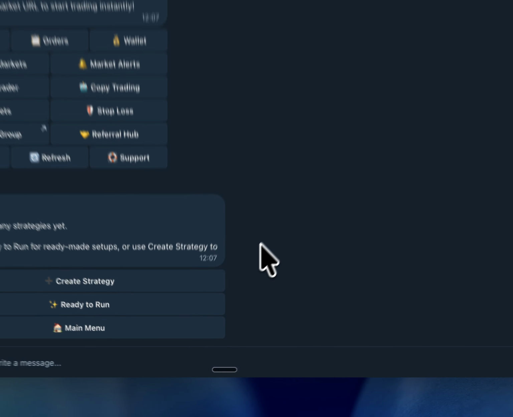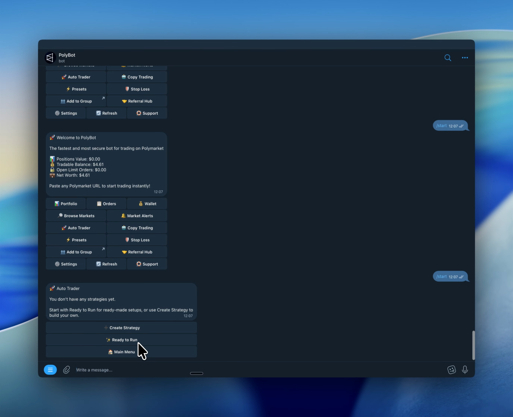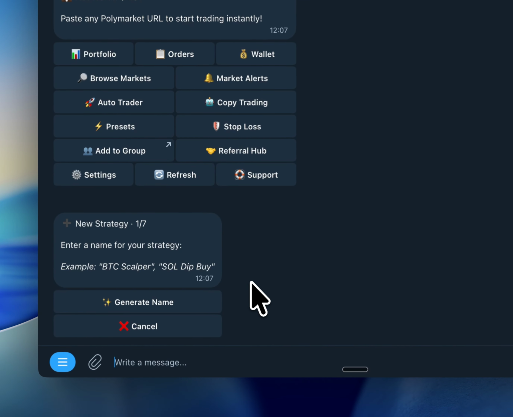Two options show up. Ready to run as pre-built strategies if you want to skip setup. Create Strategy lets you build your own. We're going with Create Strategy.